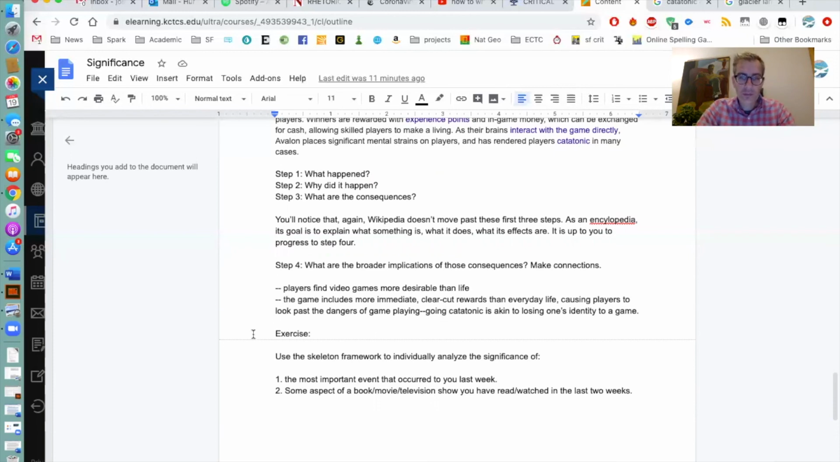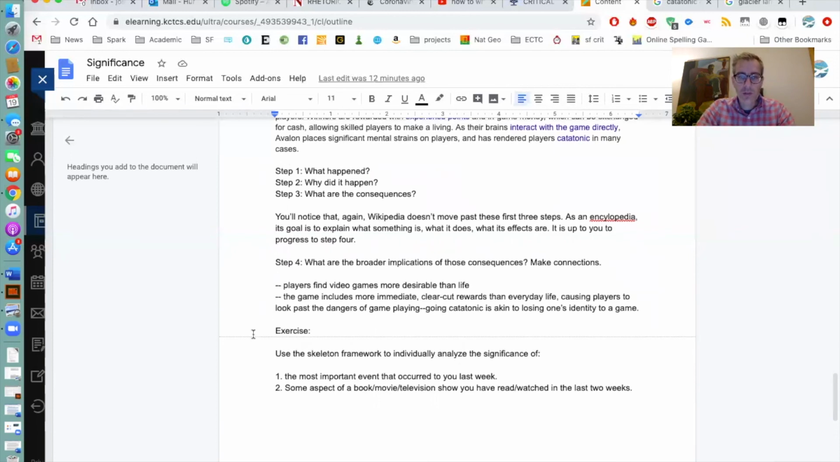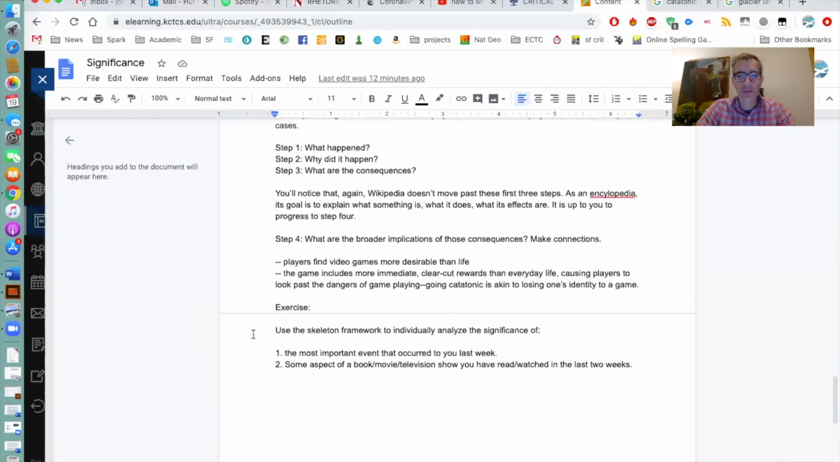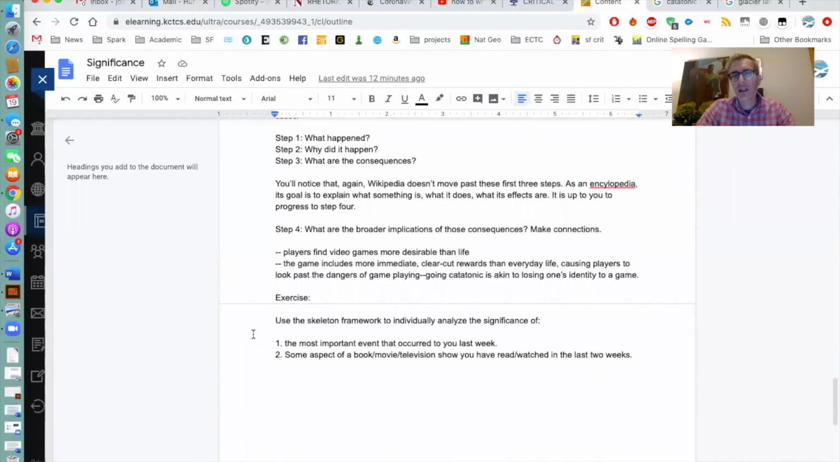Now, on your own, I want you to use the skeleton framework, these 4 steps, to individually analyze the significance of an event that occurred to you in the past week or two, and also do it again for some aspect of a book, a movie, or television show that you've read or watched in the last month or so.